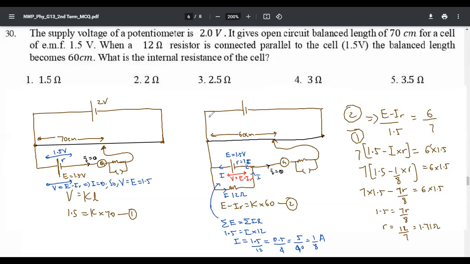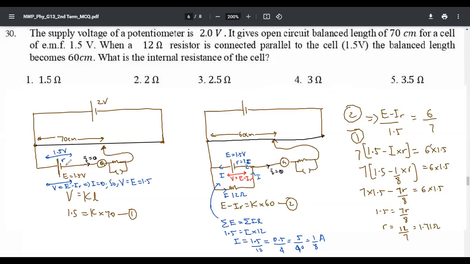You can't round it off to 2. You know why? 1.7 is closer to 1.5 also. On the back, so this should be the answer, but it's missing here. If not, they should have changed this length, 60 centimeter. But anyway, if you want to know the method of how to approach a question in future, this is how you do it. All right.